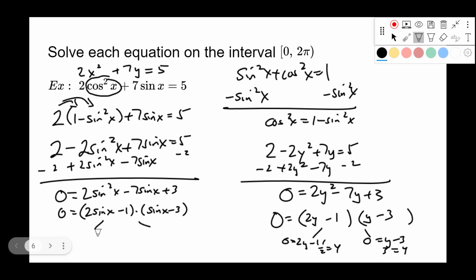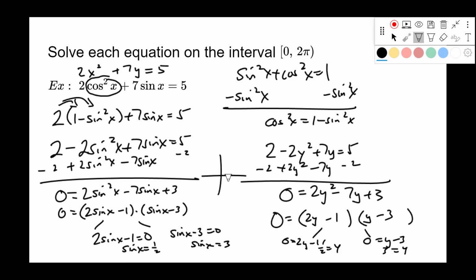So now I'm going to split them both and solve them both. So I have 2 sine x minus 1 equals 0, and sine x minus 3 equals 0. So sine x will have to be 3, or sine x will have to be 1/2. All right, let's deal with the first one first. Sine x is 1/2. Sine is positive in quadrants 1 and 2. Sine is a half at pi over 6, and then over here at 5 pi over 6. That's two answers. Pi over 6, 5 pi over 6.